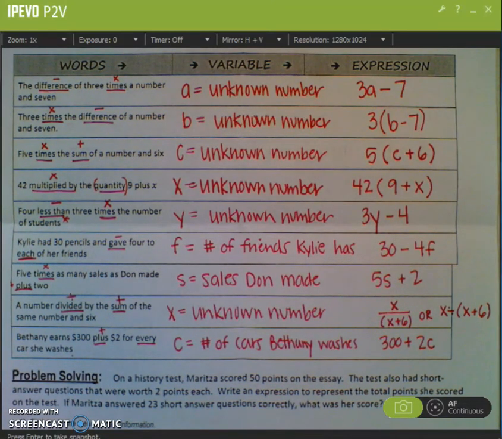In the last video we're going to work on problem solving, so if you watch the next video, we'll jump to the very last example on this foldable.